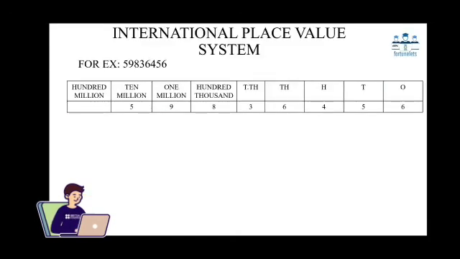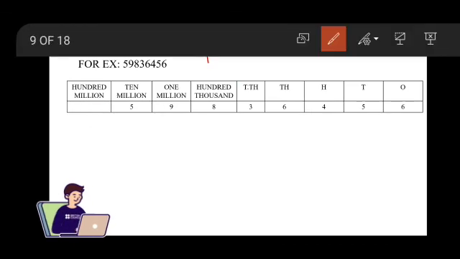So far you have learned about the Indian place value system. Now we will be learning about the international place value system. The international place value system is a bit different from the Indian place value system. Now let's see with the example. Up to 10,000, it is the same as the Indian place value system. Then after that, lakh is represented as 100,000, 10 lakh is represented as 1 million, 1 crore is represented as 10 million and 10 crore is represented as 100 million. Let's see with the example.